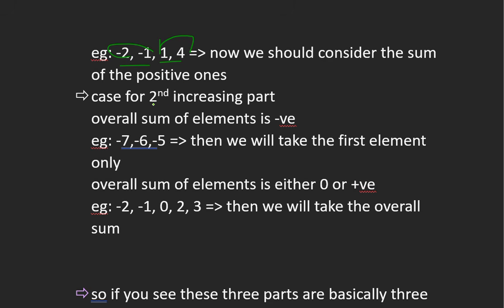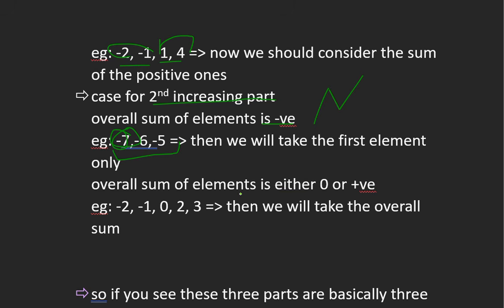And then the case for the second increasing part, this second increasing part. So if the overall sum of elements is negative, then we will be taking this first element only. Instead of taking the sum of all these three elements, we will be taking this only, because it is -7. But if we accumulate this, then it will be -18, which will be reducing the overall sum.